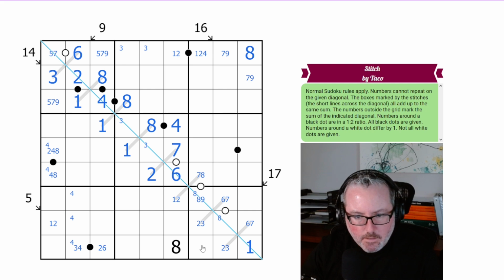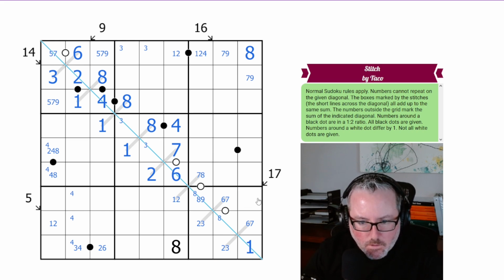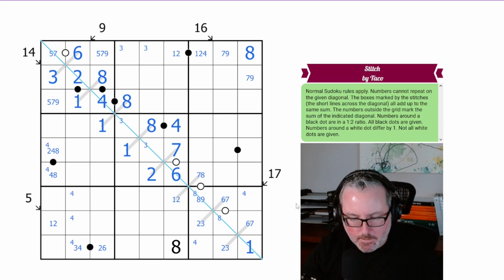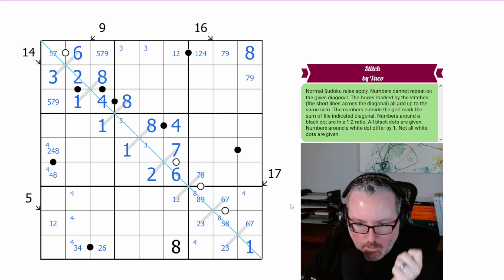So we need to have a 9. It could be in any of these 3. We need to have a 5. It could be in any of these 3. And we need to have a 4, which could be either one of these 2. So we have to have a 4 on 17. This has to be either 5 or 8. So we've got a 4 that either goes with a 5 or an 8.